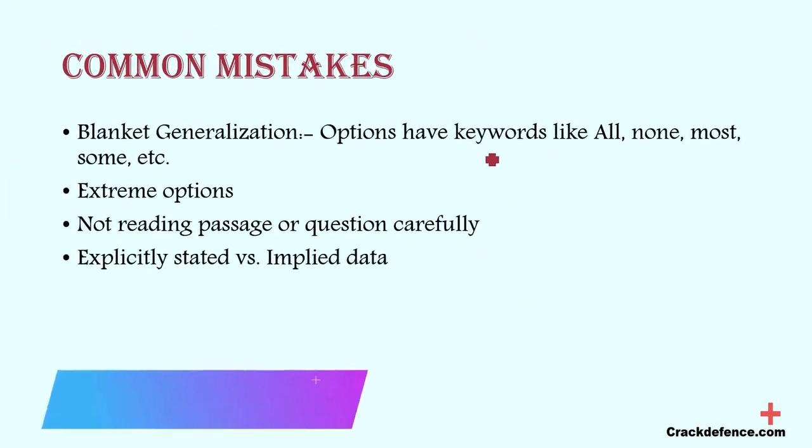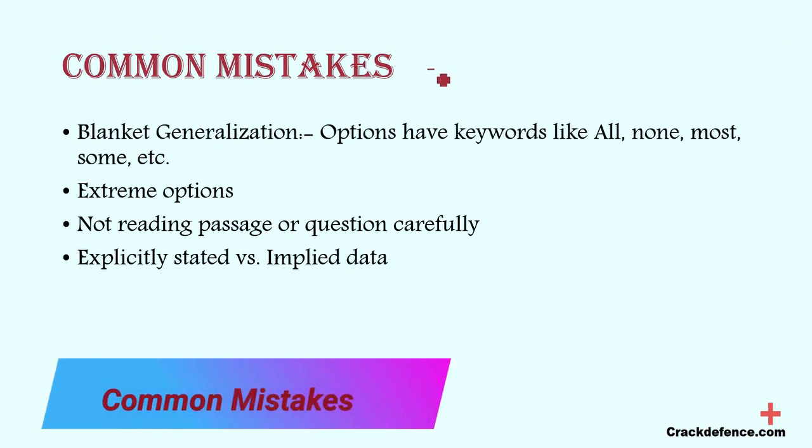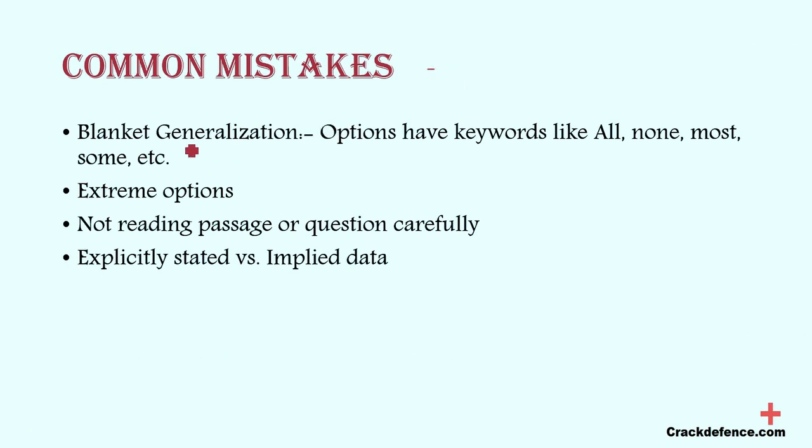Now over here, what common mistakes you have to avoid while solving comprehensions are blanket generalizations. Options have keywords like all, none, most, some, etc. So over there, for example, in the passage they are talking about an activity related to students, and there are total 30 students. So if they say that out of 30 students there are 15 students who are doing XYZ activity, then they are asking a question on these 15 students.